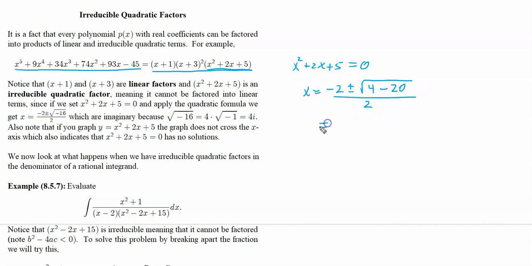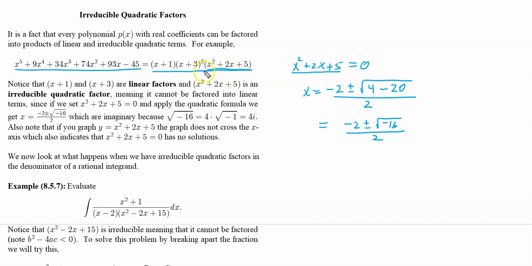So you notice that what you get here is the square root of a negative number. So this does not factor over the real numbers. Now it does factor over the complex numbers, but we're not going to go into the complex numbers in this course. So there's nothing else that you can do with this. It just has to stay here.